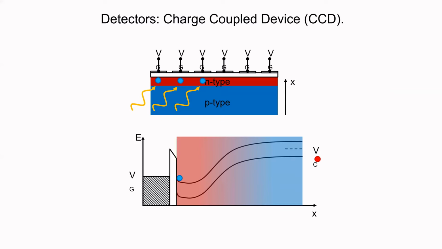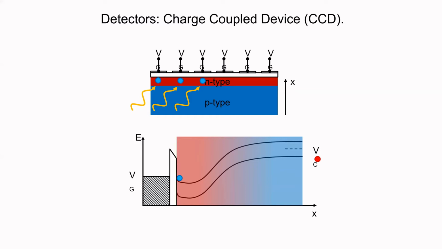Now in order to read it out, what you do is you drop the voltage on the gates sequentially in turn, and then shuffle the electrons along. So if I drop the potential on the gate that's one over from the rightmost electron there, then I can allow that electron to flow into the next bucket over.